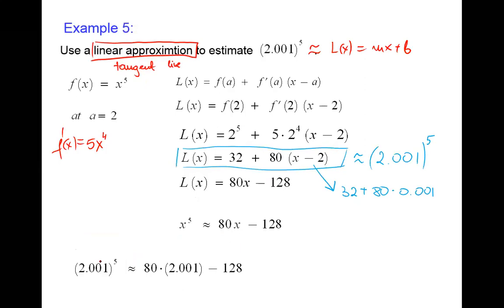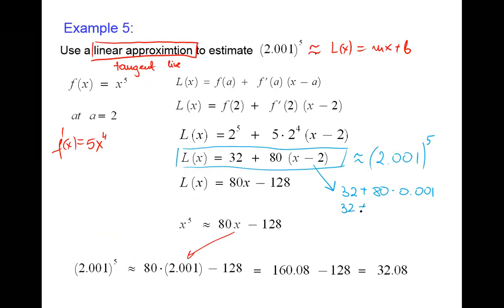Even this one probably is not bad. That means I'm using the mx form. Instead of x, I'm substituting 2.01. And I have to just multiply 80 times 2 and 80 times 0.001, which is 160 and 0.8. And subtracting 128 from 160 is 32. That means this one I can actually finish.